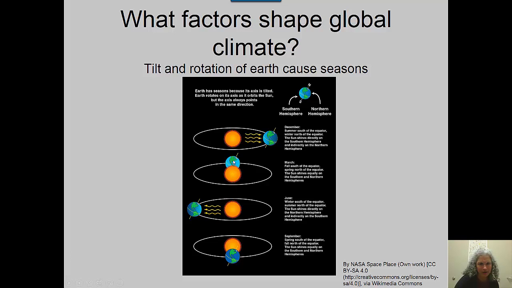And the points here where the earth is shown behind the sun and in front of the sun would be the other seasons. This one would be fall and spring in the southern and northern hemisphere, and this would be spring and fall in the southern and northern hemisphere respectively. So it's this tilt of the earth on its axis and its rotation around the sun that causes these seasonal differences in temperature on an annual basis.